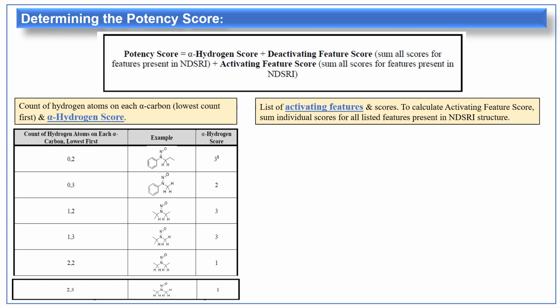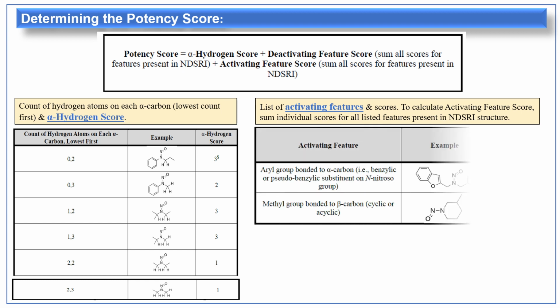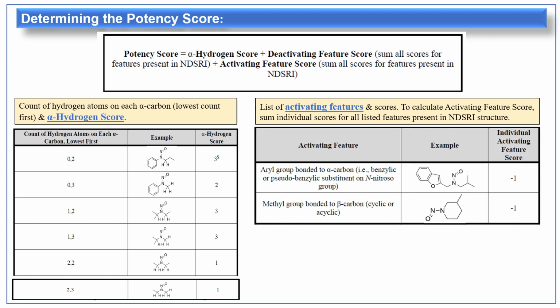To calculate the activating feature score, sum the individual scores of all the listed features present on the NDSRIs. So there are two examples of activating features given. Only these two structures will have an activating effect on the nitrosamine drug substance related impurity. The first one is the aryl group bonded to the alpha carbon. In that case, the individual score will be -1. And the methyl group bonded to the beta carbon. The structure example is given. In that case, the individual activating score will be -1.